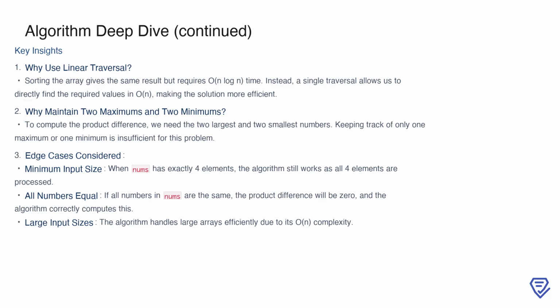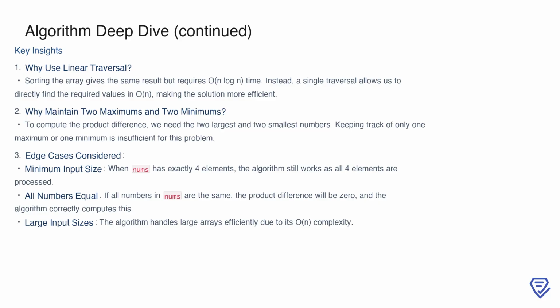To understand why this approach works, let's consider some key insights. Using a linear traversal is more efficient than sorting because it allows us to find the required values in O(n) time, as opposed to O(n log n) for sorting. Maintaining 2 maximums and 2 minimums is necessary because the product difference depends on both the largest and smallest pairs. If we tracked only one maximum or one minimum, we wouldn't have enough information to compute the result. The algorithm also handles edge cases well. For example, when the array contains exactly 4 elements, all 4 are processed correctly.